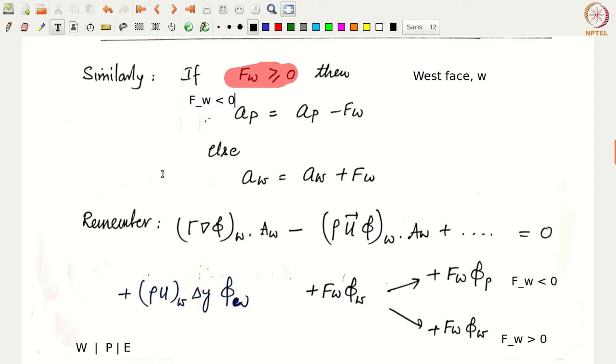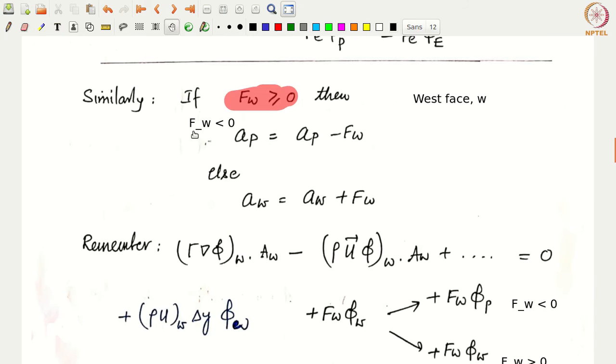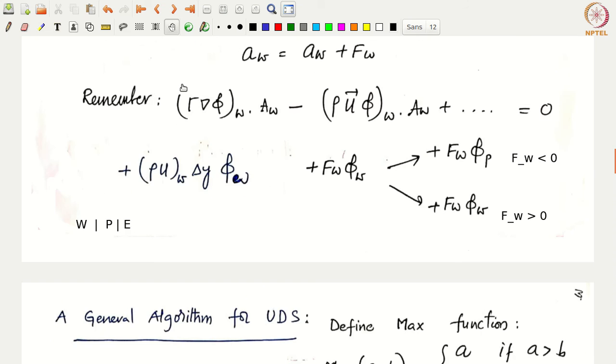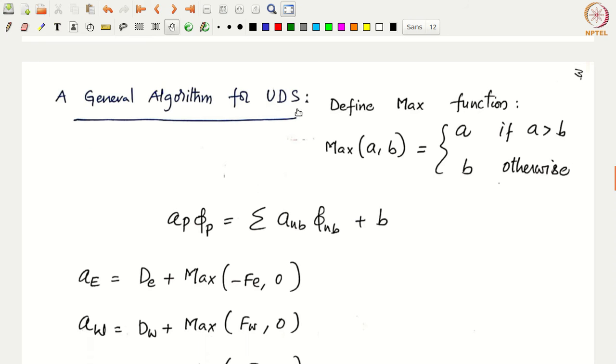All right. So now you need to, of course, write two more such expressions, one for the north face and one for the south face, which I'm not going into right now, but you can reduce it and write it the same way. All right. So this is one way to implement the convection diffusion equation. The other way to implement is basically to get rid of all these if-else statements. You can write one particular general algorithm for the Upwind difference equation by defining a max function.